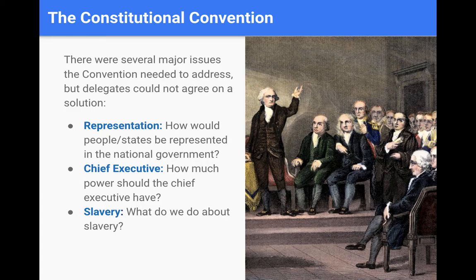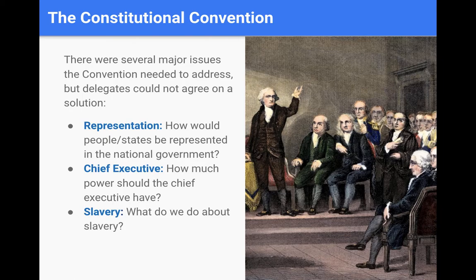There are a lot of major issues that they need to address, but we're going to focus in on three in class. The first one is going to be representation. How are the people in the states going to be represented in the national government? There are a couple of different ideas that get proposed for that. We'll cover those here in a second. There's also the question of the chief executive. Articles of Confederation, no chief executive. We need a chief executive. You need somebody to enforce the law.